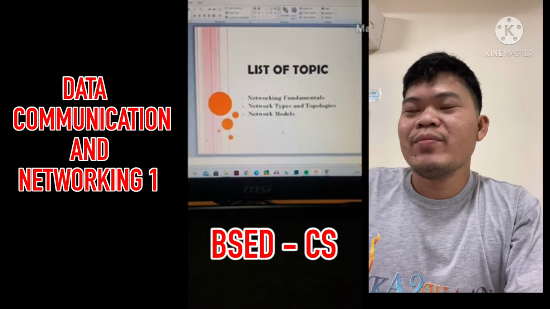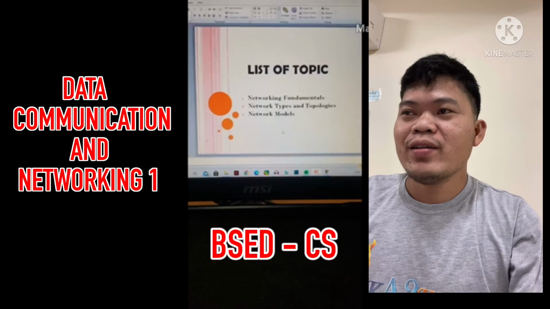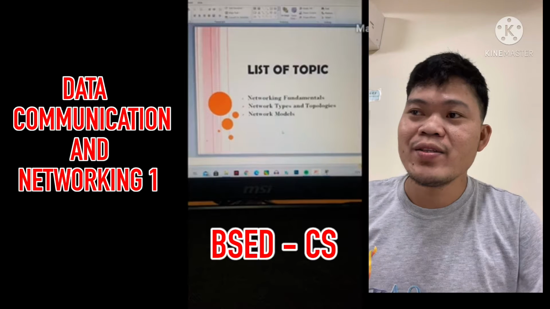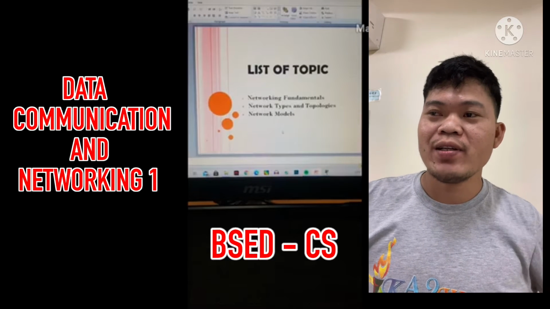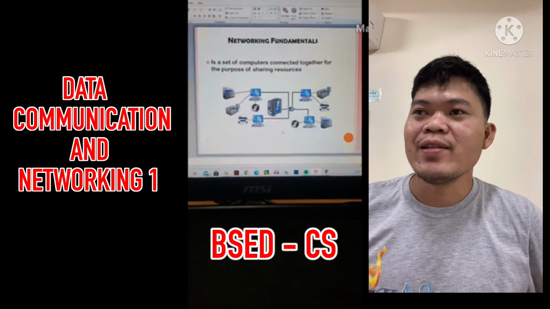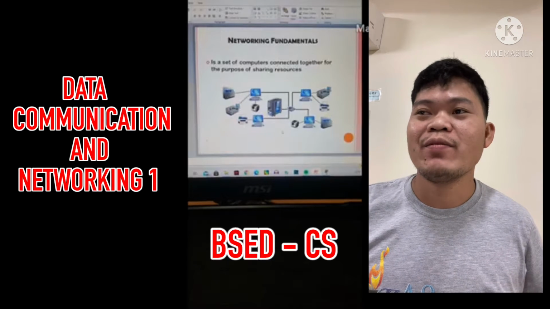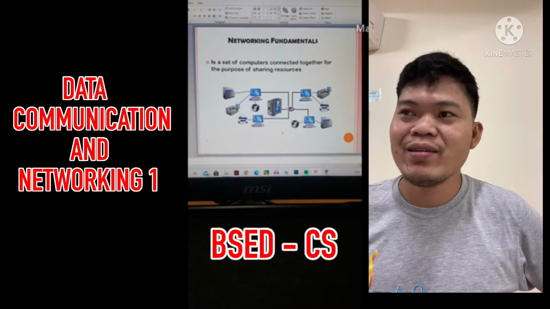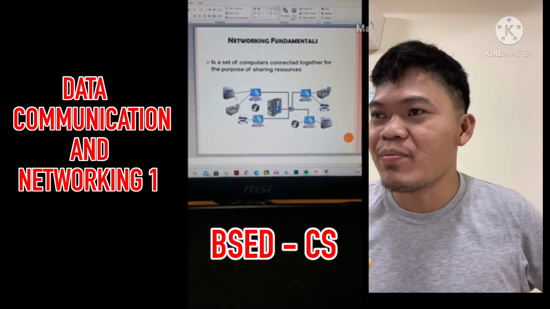So today I am going to discuss with you three topics: networking fundamentals, network types and topologies, and network models. So what is networking fundamentals? Networking fundamentals is a set of computers connected together for the purpose of sharing resources. Here is an example.